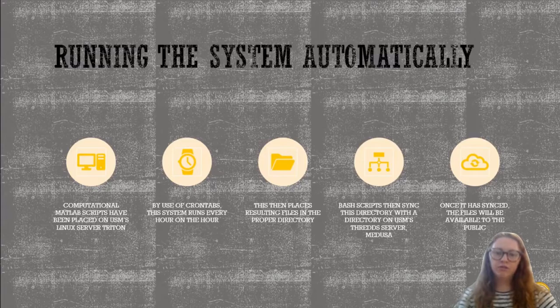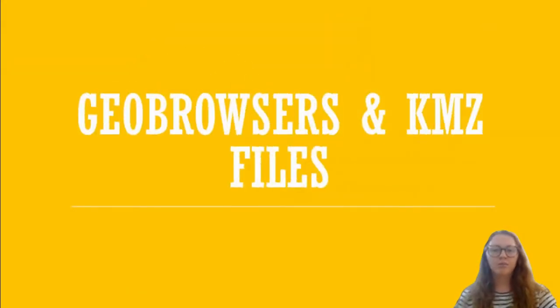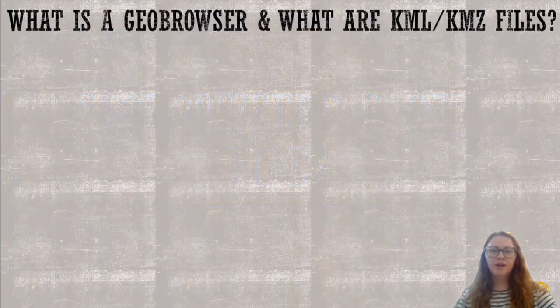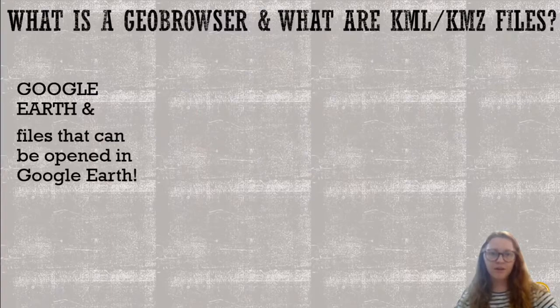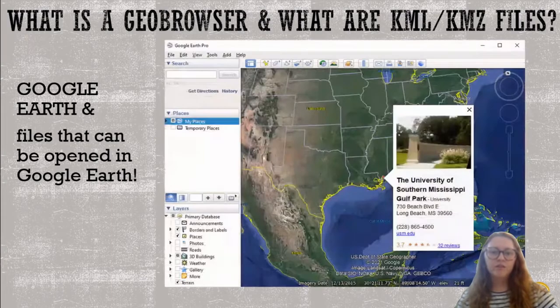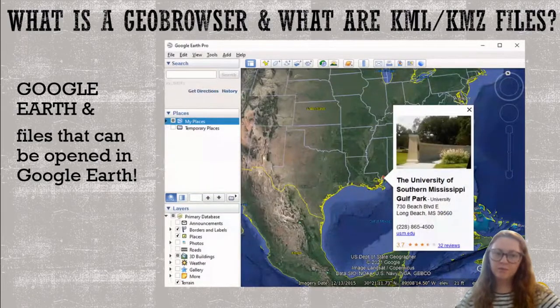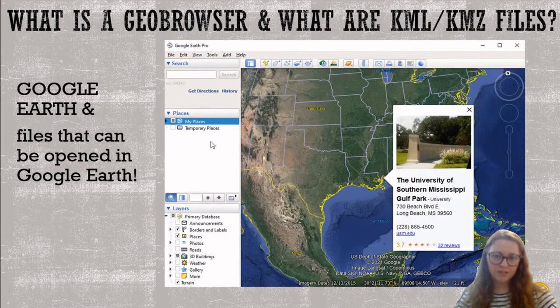So now that we've walked through the process of my system, I'll just introduce what the actual output is by first talking about GeoBrowsers and KMZ files in general. So what are they? Well, a GeoBrowser is Google Earth, and a KML or a KMZ file is just a file that can be opened in Google Earth. So just to give a brief example before getting into my project-specific examples, this right here is a GeoBrowser. It's Google Earth Pro on my personal computer.